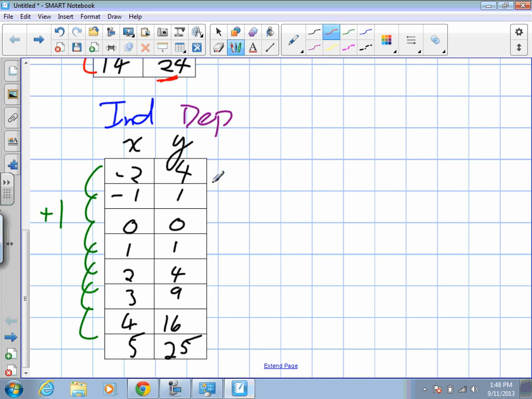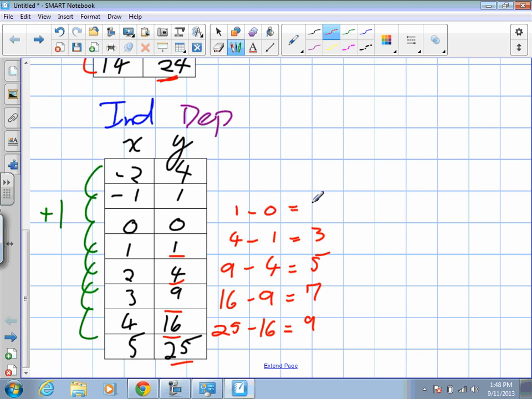This time I'm going to start from the bottom and go up. It's the same idea. 25 subtract 16. What does that give us? 9. There you go. Then we take 16 and subtract 9, which is 7. 9 subtract 4 is 5. 4 subtract 1 is 3. 1 subtract 0 is 1. 0 subtract 1 is negative 1. 1 subtract 4 is negative 3.